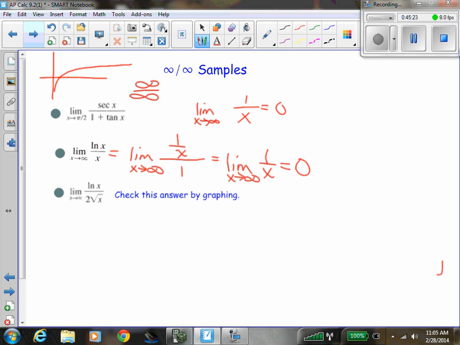Okay. All right. Now, do this one. The limit as x approaches infinity of the natural log of x over 2 square root of x. Now, I put on here to check this answer by graphing just to remind myself to have us do one of those, but do the thing algebraically, and then we'll do it graphically together.